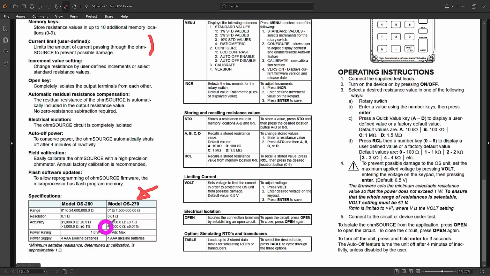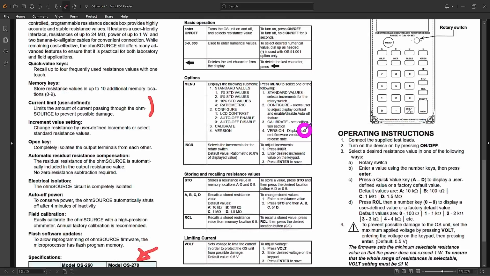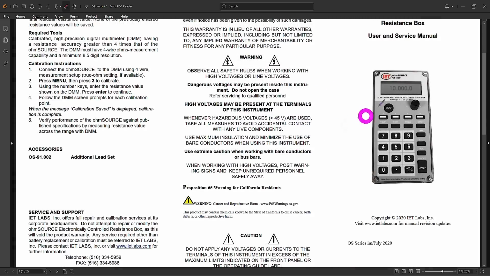Now, in terms of accuracy, for resistors less than 1,000 ohm, it's plus or minus 0.1 ohm. And for resistors above 1,000 ohm, it's plus or minus 0.01%. It's still pretty good. And it can be calibrated by simply connecting it to a high-resolution meter and entering some values. And we're going to try this just so we can calibrate it to the best we can. The rest of it is pretty straightforward. So now I'm eager to turn it on and try it out.